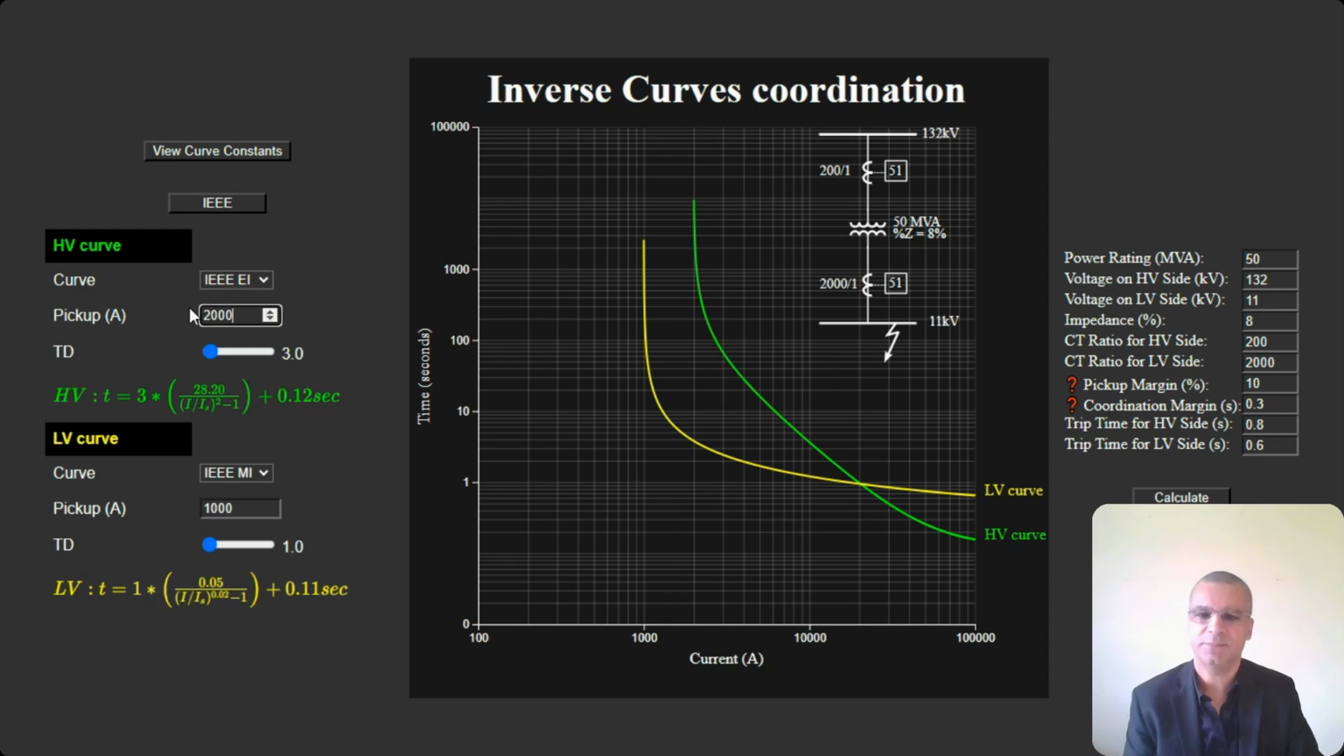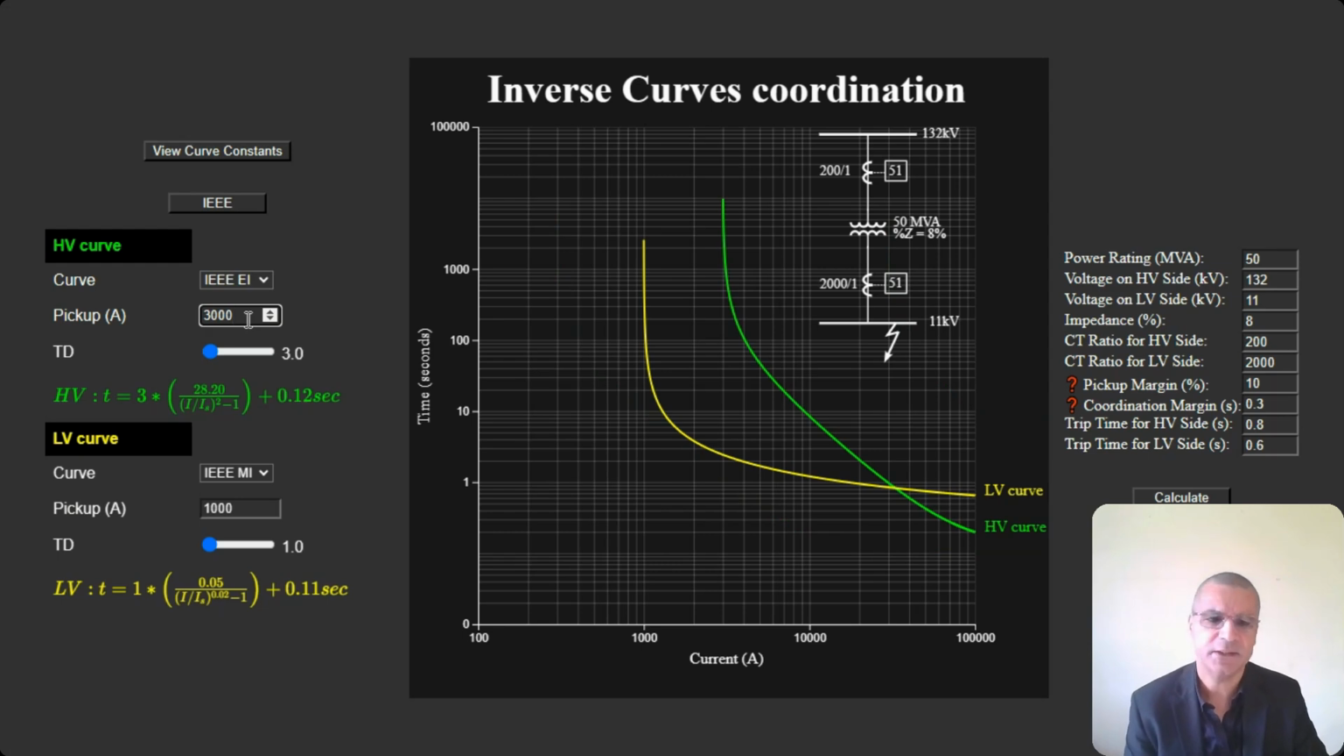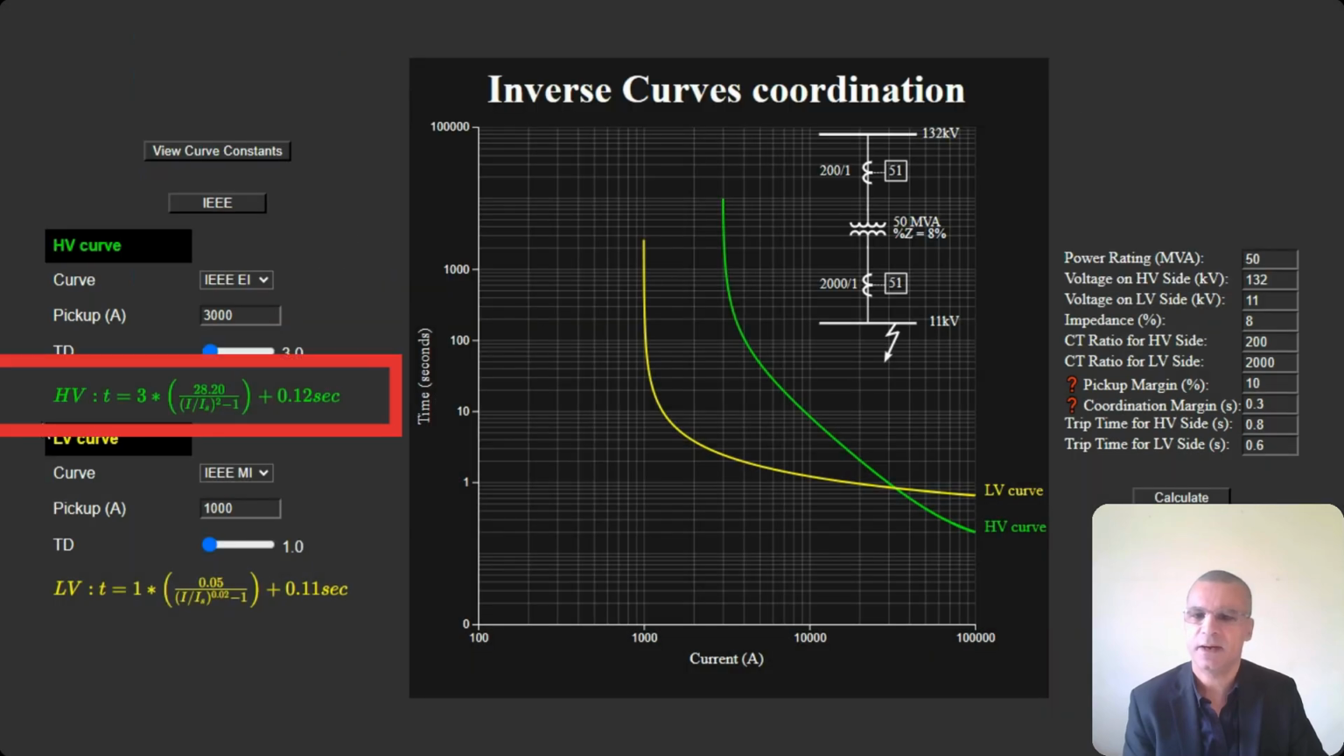You can change as well the pickup value. Let's put that to 3000 amperes on the high side. Right, so you see that it's dynamically updating. For your information, you've got the view curve constants here that you can click on. You will have a summary of the constants that you have on the equations that you can see here, highlighted in green and yellow, right?